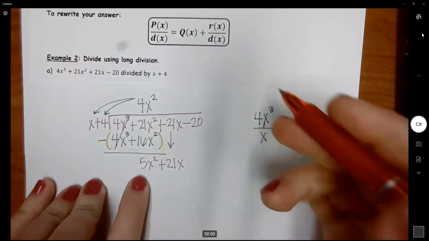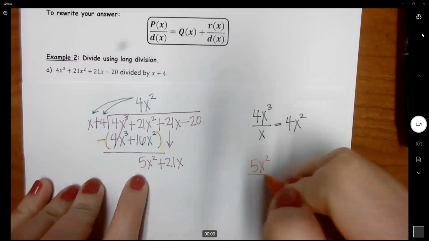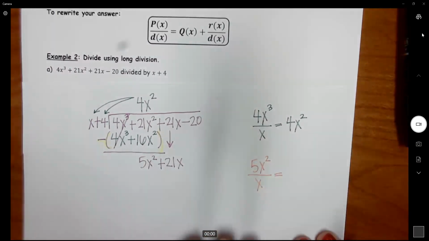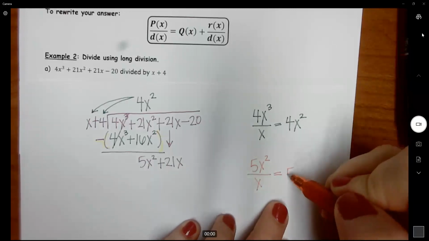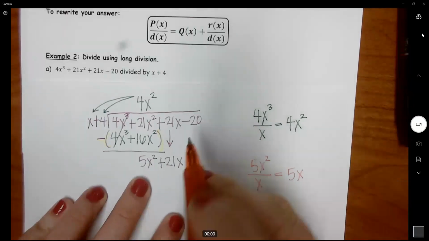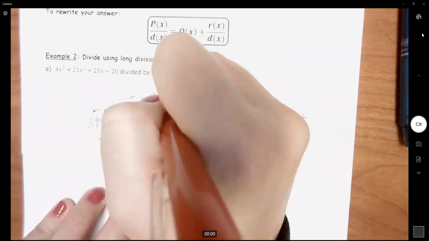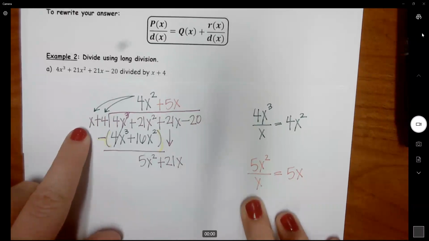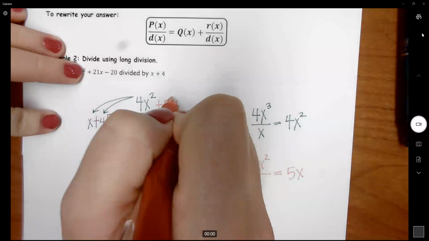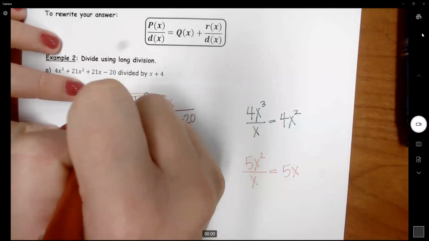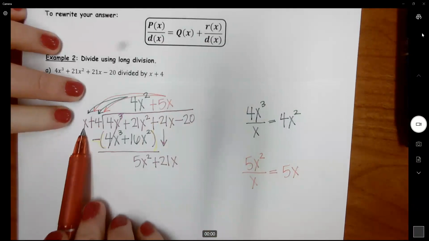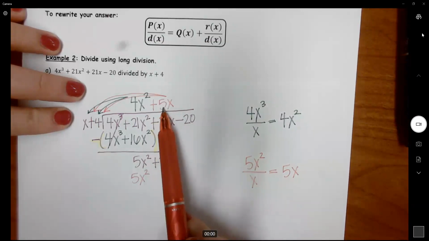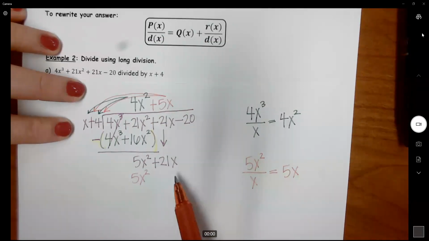So now I'm taking my first term here, 5x squared, and I'm dividing it by my first term here, which is x. 5x squared divided by x gives me 5x. So that's going to go above my x column. I only divided by x, but when I multiply, I've got to multiply it back to everything. So 5x times x is 5x squared, which is going to go under my x squared. And 5x times 4 is 20x, which is going to go under my x.